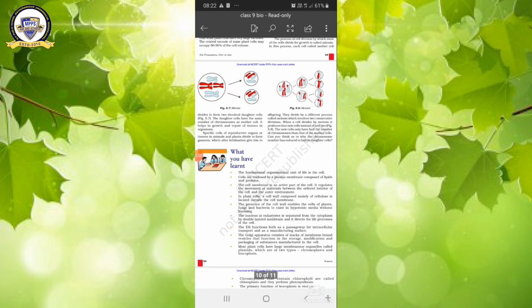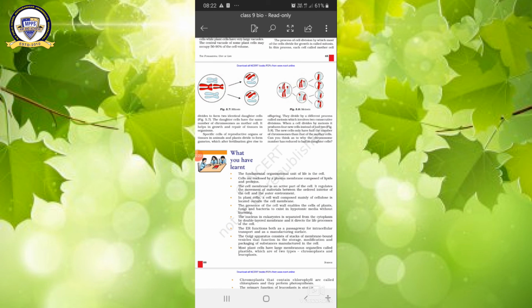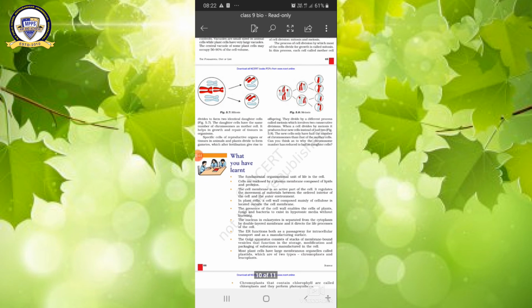Specific cells of reproductive organs or tissue in animals and plants divide to form gametes, which after fertilization give rise to offspring. They divide by a different process called meiosis, which involves two consecutive divisions. When a cell divides by meiosis, it produces four new cells instead of just two. The new cells only have half the number of chromosomes than that of the mother cell. Can you think as to why the chromosome number has reduced to half in daughter cells?